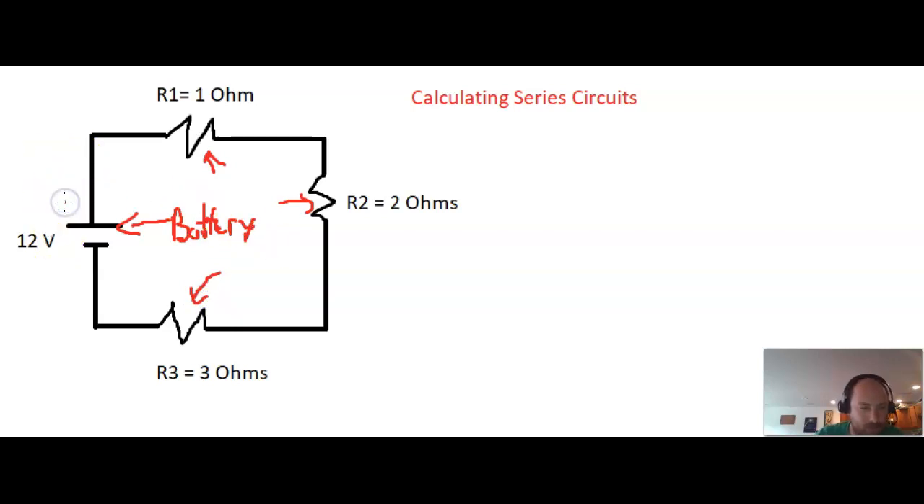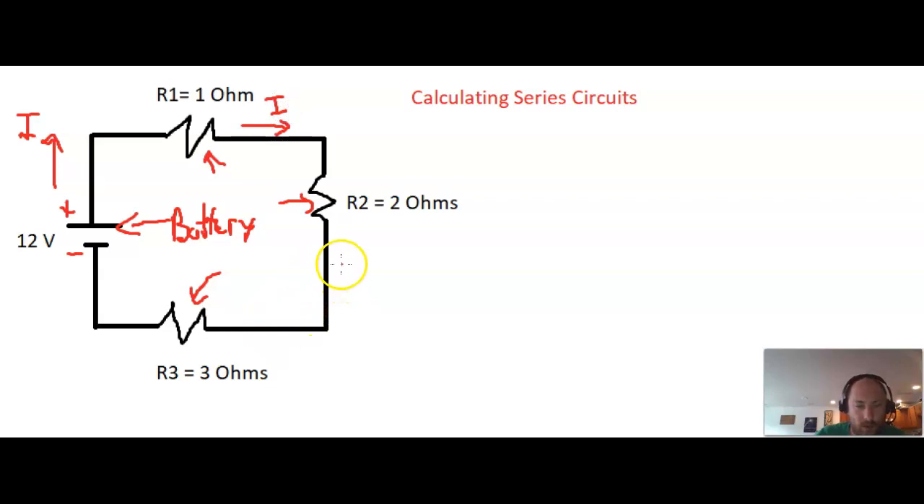So the current is always going to be flowing. This is the negative side of the terminal. This is the positive side of the terminal. It always flows from negative to positive, or this direction. So the current I is going this direction. The current's going to be moving all the way through the circuit, always in the same direction.